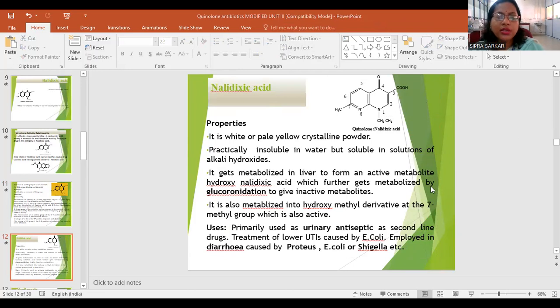Next, uses. It is primarily used as a urinary antiseptic, as a second line drug. Treatment of lower UTIs caused by E. coli; it is also employed in diarrhea caused by Proteus, E. coli or Shigella. So this type of infection can be treated by this drug. Next, going to the next slide.